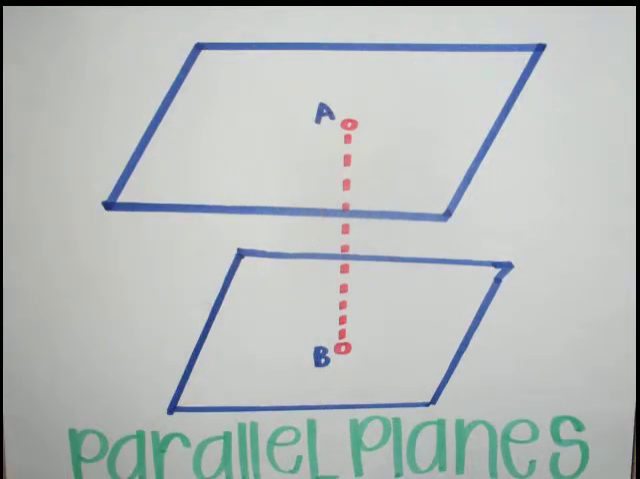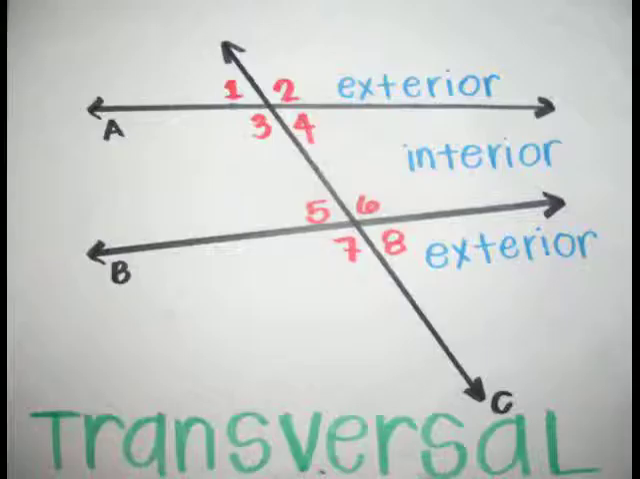Parallel planes are planes that do not intersect. A transversal is a line that intersects two coplanar lines at two different points. The transversal C and the other two lines A and B form 8 angles.